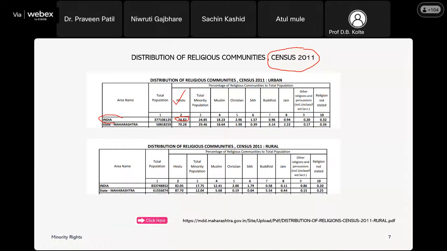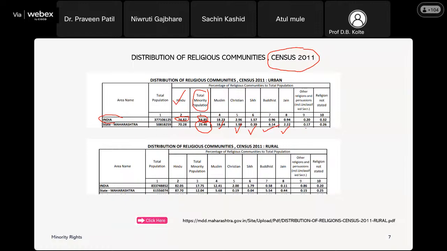Therefore, the screen which is being reflected before you is of the state of Maharashtra as compared to the population of India. In India, the total minority population is 24%. And in the state of Maharashtra, the total minority population is 29.46%, out of which Muslims constitute 18%, Christians constitute 1.9%, Sikhs are below 1%, Buddhists are 6%, Jains are 2.2%.